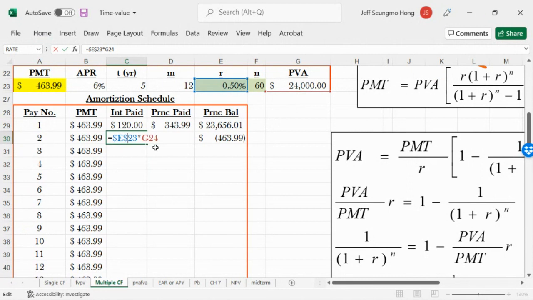And then think about it. This is pointing to the wrong cell. At the beginning of the second month, what is the principal balance? What's the principal you're facing at the beginning of the second month? Anyone? Professor, can you repeat the question? Sorry. At the beginning of time two, what is the principal balance you're facing?